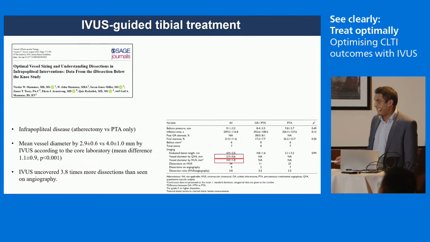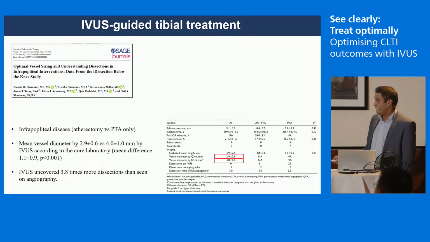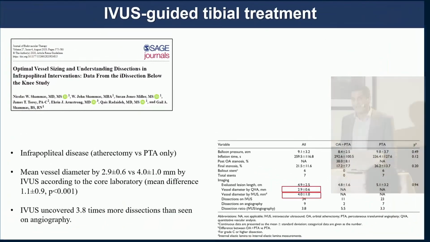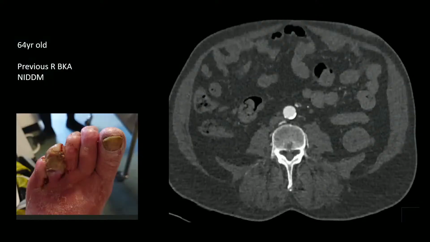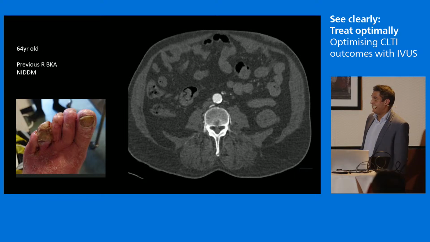One of the interesting things that came out of this paper was that routinely the tibials were at least 1 millimeter bigger in diameter with IVUS than on angiography, and that counts for a lot in the tibial segment, especially when you're using things like high pressure balloons, non-compliant balloons, and you want to be confident of getting that size right. So this patient again has CLTI.